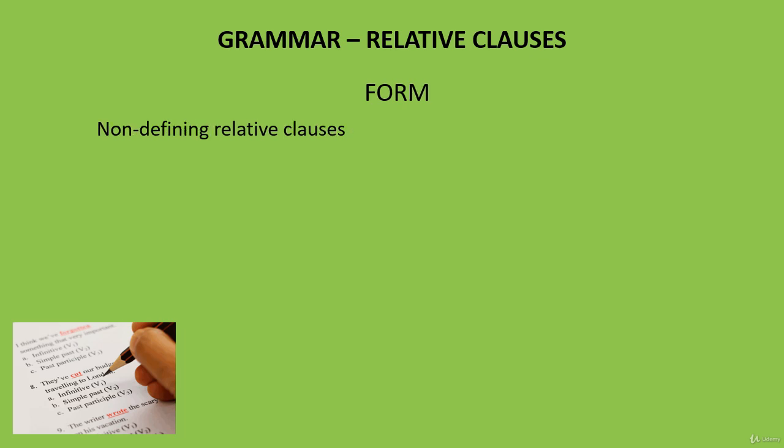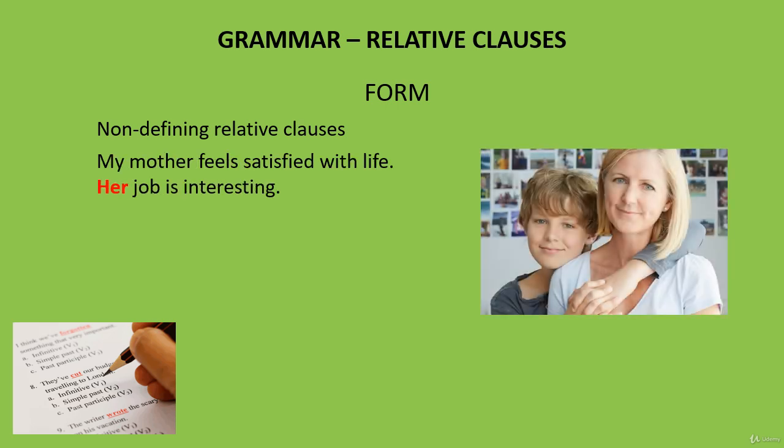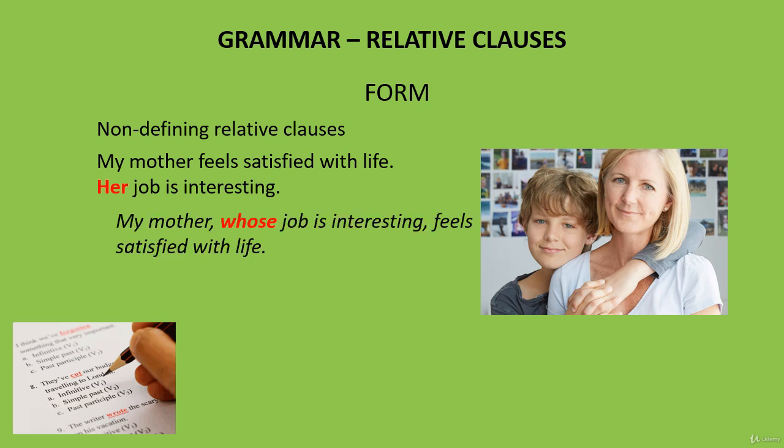How can we make a sentence with a relative clause from these? My mother feels satisfied with life. Her job is interesting. We write, my mother, comma, whose job is interesting, comma, feels satisfied with life. There are commas because I don't need to define which mother. I only have one mother. And most people do as well, although there are some with 2 mothers.